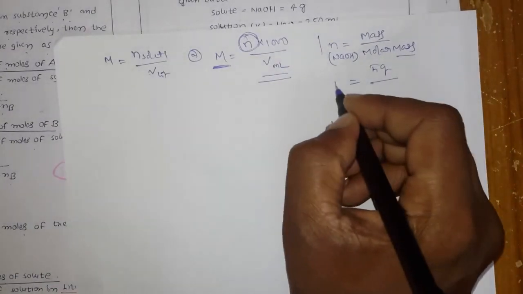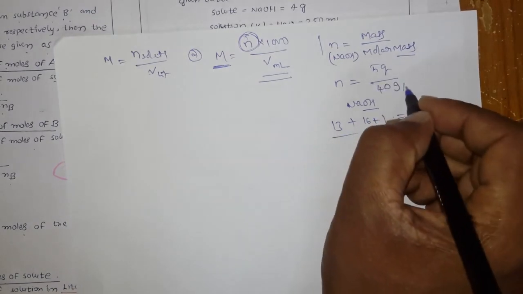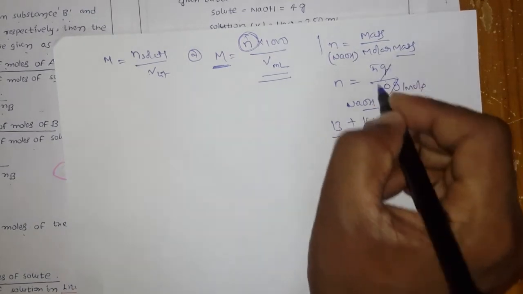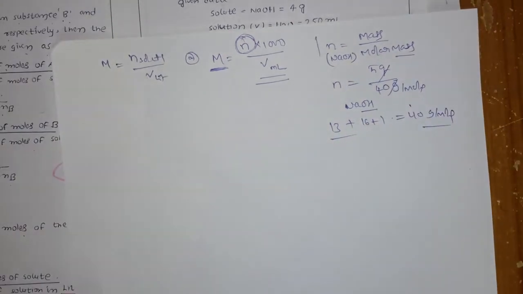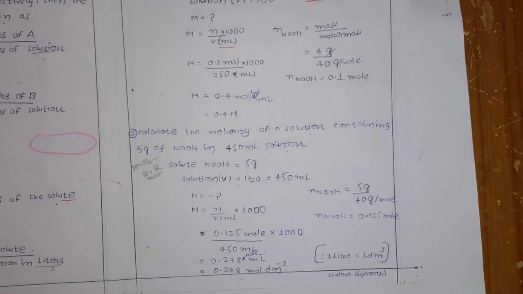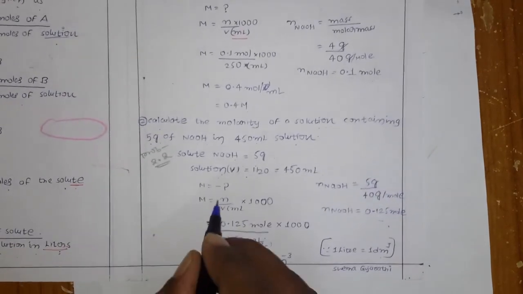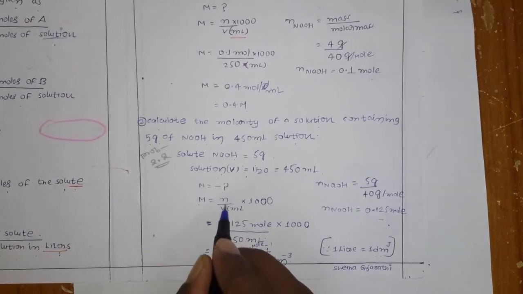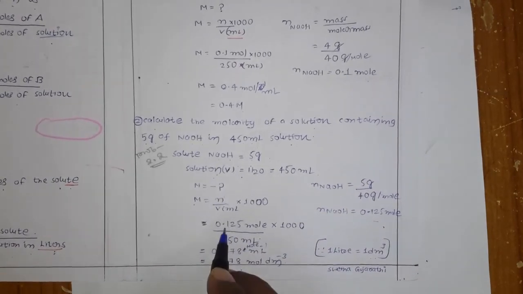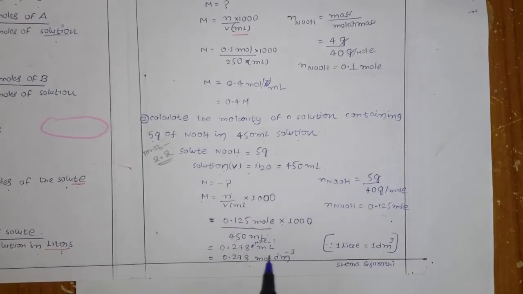So the number of moles is equal to 5 grams by 40 grams per mole. When you cancel, 5 by 40 is nothing but 0.125. Now in the molarity expression you write the number of moles, 0.125 into 1000 divided by the volume, 450 ml.